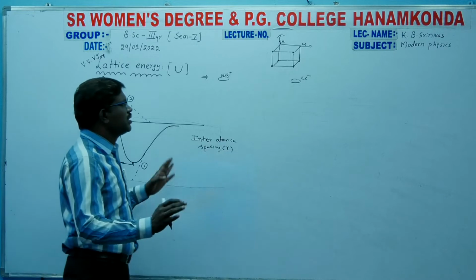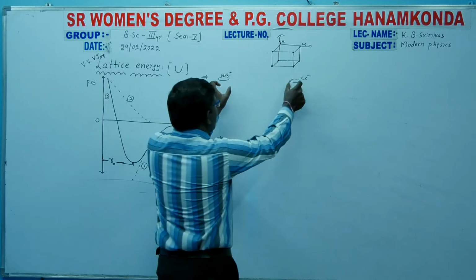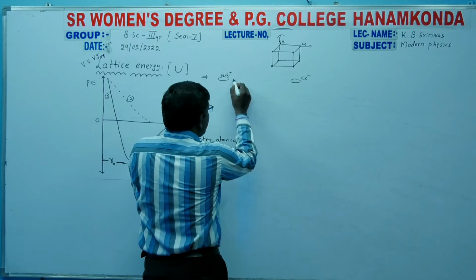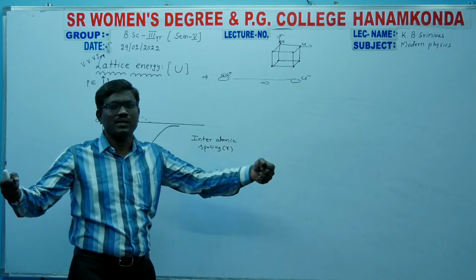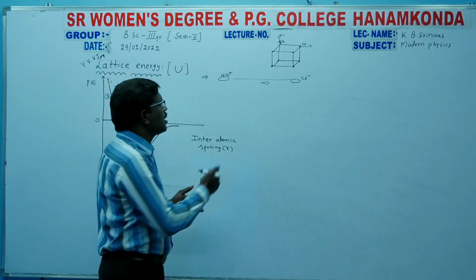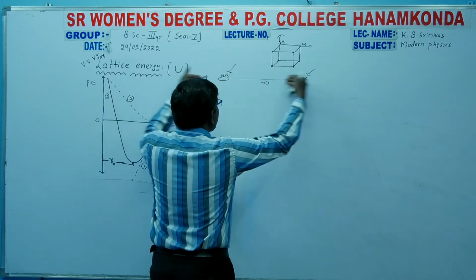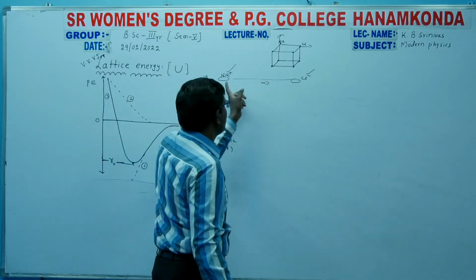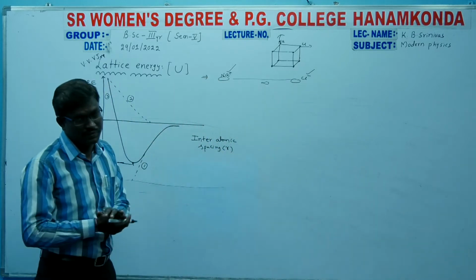In the beginning of the derivation, let us imagine these two unlike charges are separated by an infinite distance. We already know that unlike, dissimilar charges always attract each other. The force of attraction existing between these two ions is known as what? Coulombic force of attraction.